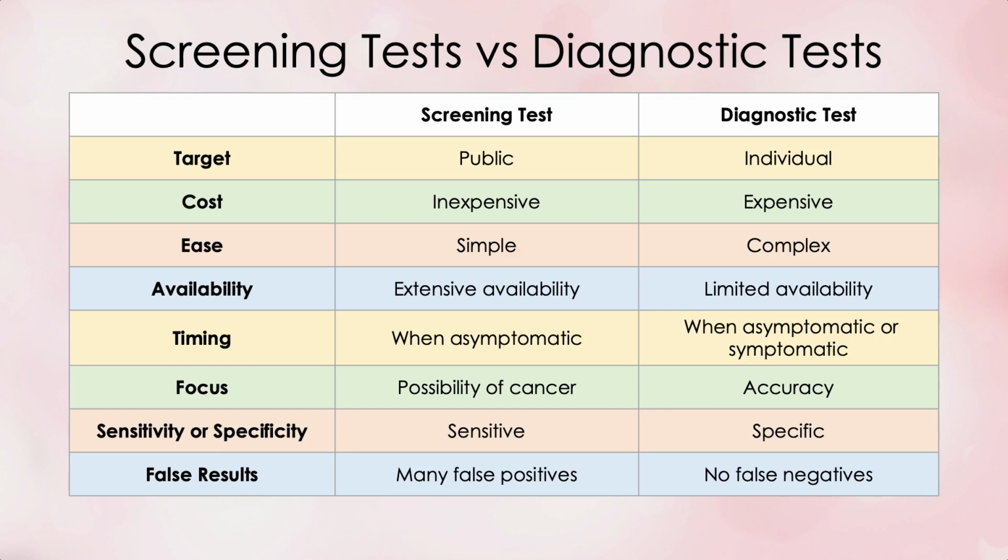This simply compares the target group, the cost, the availability, the timing, the focus, the sensitivity or specificity, and the false results, either positive or negative, for a screening test versus a diagnostic test. And you can find this chart in the link just below this screen or at menopausetailor.me.